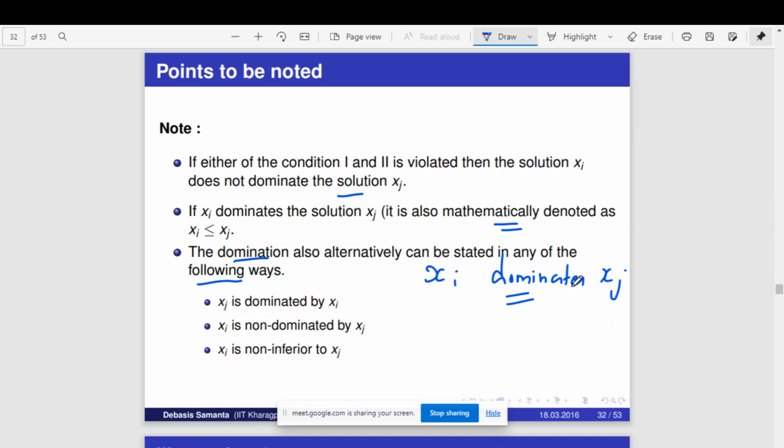So instead of saying xi dominates xj, we can also say that xj is dominated by xi. Or you can also say that xi is not dominated by xj. So xi dominates xj obviously means that xj is dominated by xi, and also it means that xi is not dominated by xj, because xi is dominating. And also you can say that xi is no inferior to xj. So these are the other terms for calling this: xi dominates xj.